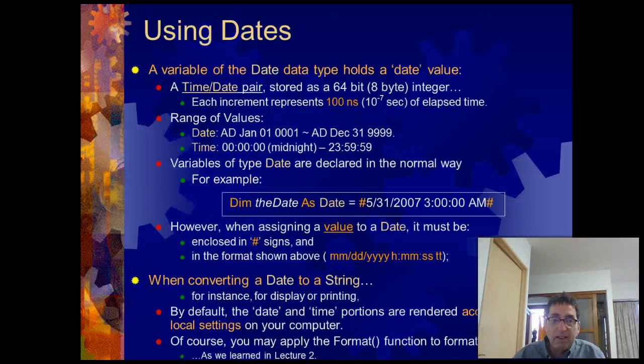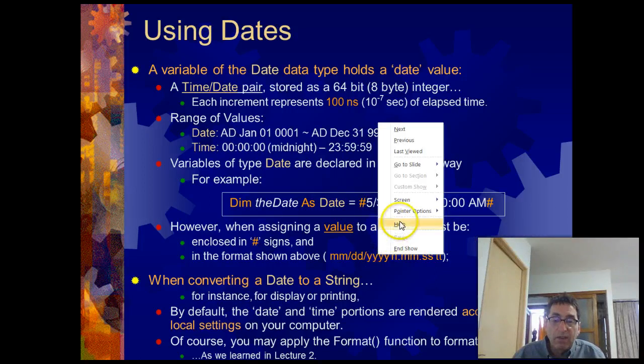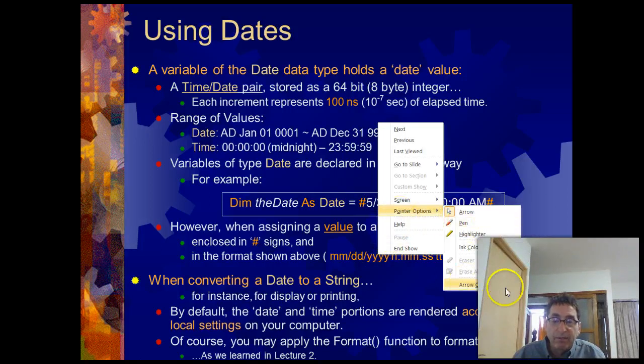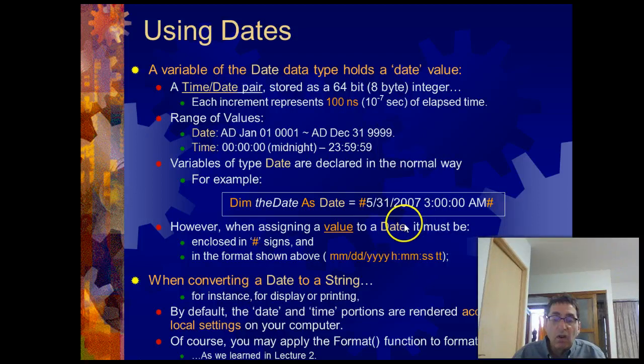Okay, so let's talk about dates. So we can do this. We can have Dim the date, or any variable name, Dim variable name As Date. So just like we had As Integer, or As Double, or As Long, and so on, we can also have As Date. So, okay, that's fine. Then how do we set a value to it?